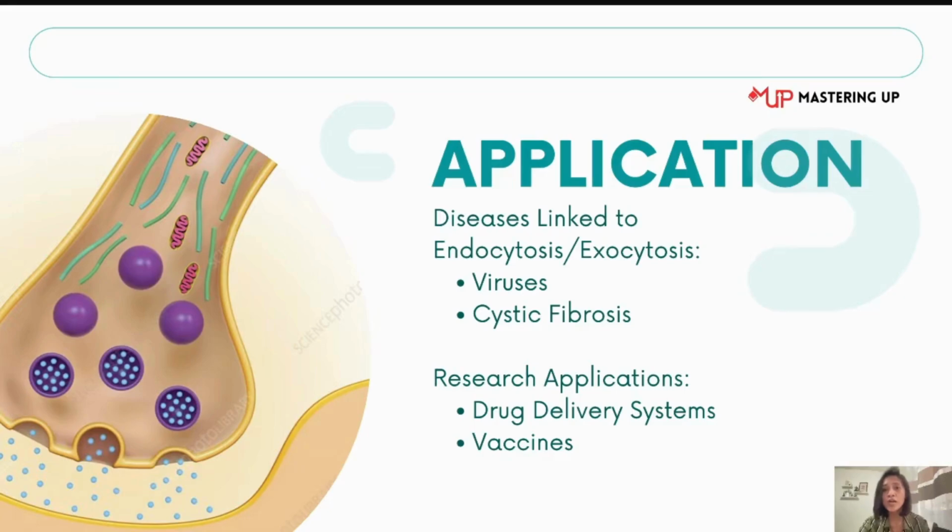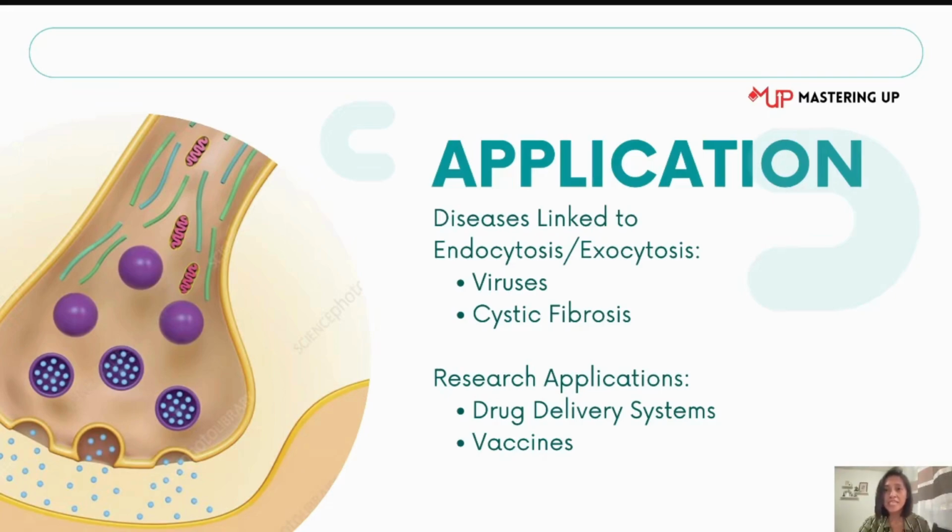With regard to research applications of endocytosis and exocytosis, first is drug delivery systems. Endocytosis plays a major role in drug delivery systems, especially in targeting specific cells or tissues. Nanoparticles, liposomes, and other carriers are designed to exploit endocytosis to deliver drugs directly into cells. By mimicking the cell's natural processes, researchers can create more efficient and targeted therapies.